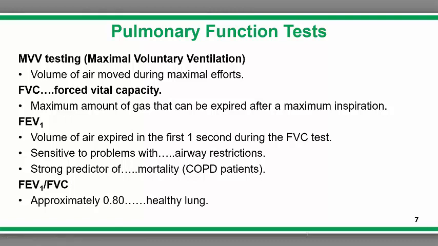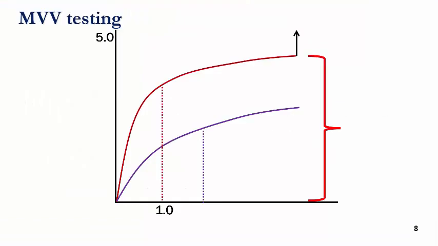So during this test, a person with healthy lungs and a healthy respiratory system, as well as the muscles that drive the effort, will be able to push out approximately 80% of the total air that they can push out through that maximum effort. And this is a typical tracing that we see during MVV testing.